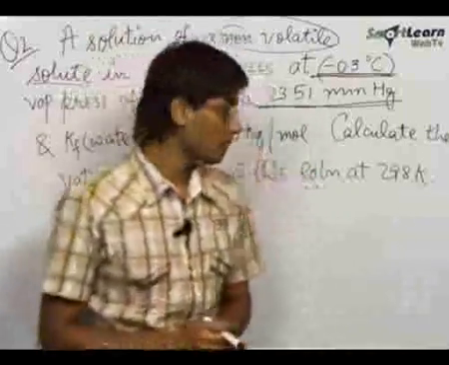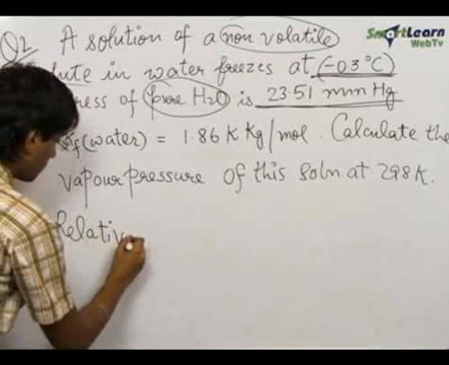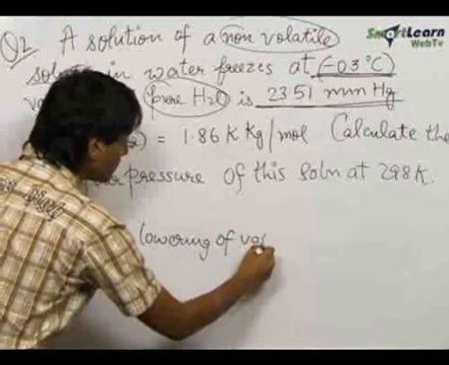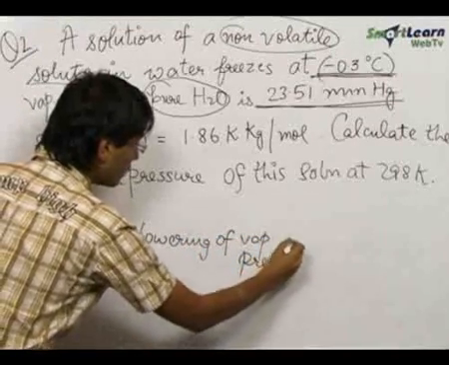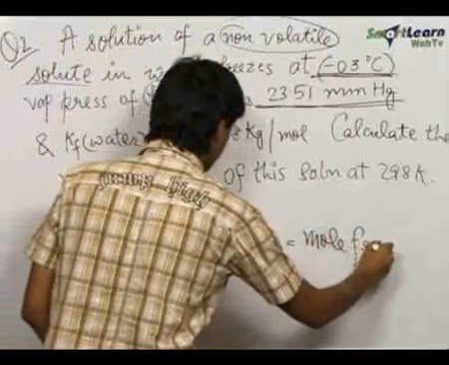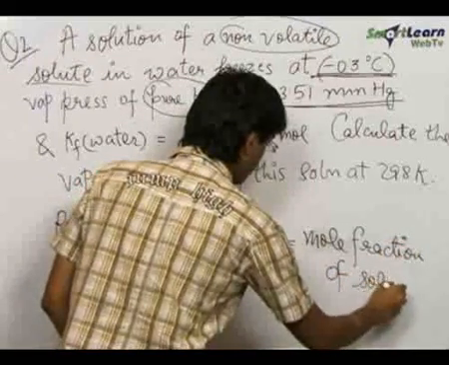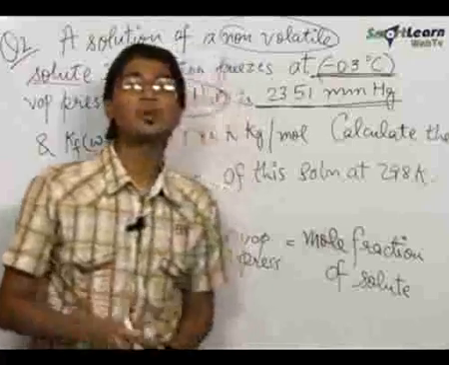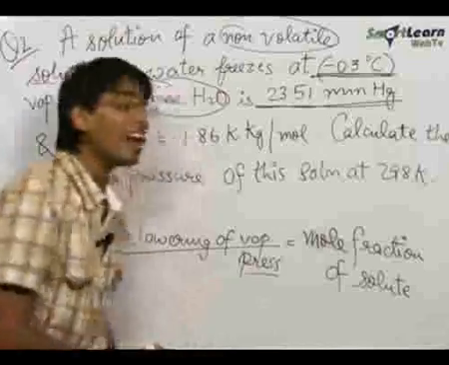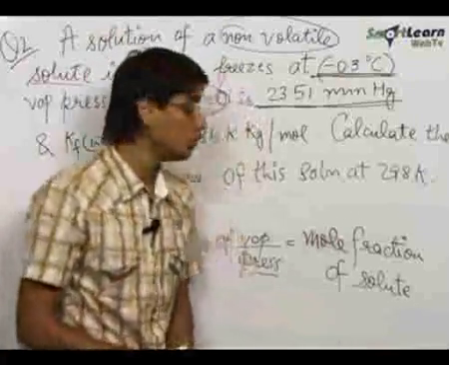So by Raoult's law, we know that relative lowering of vapor pressure is equal to the mole fraction of the solute. This is the general statement of Raoult's law, that is, the relative lowering of vapor pressure on addition of the solute in the pure solvent is equal to the mole fraction of the solute.